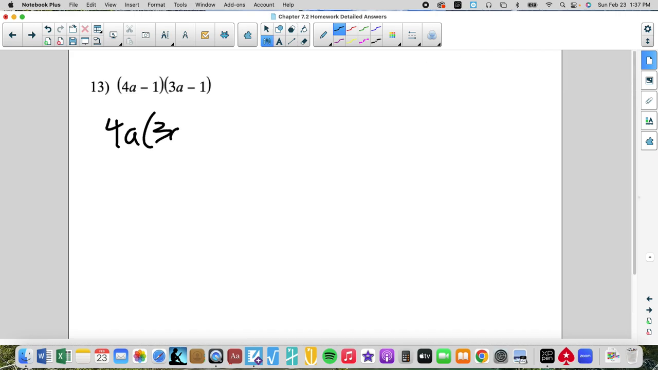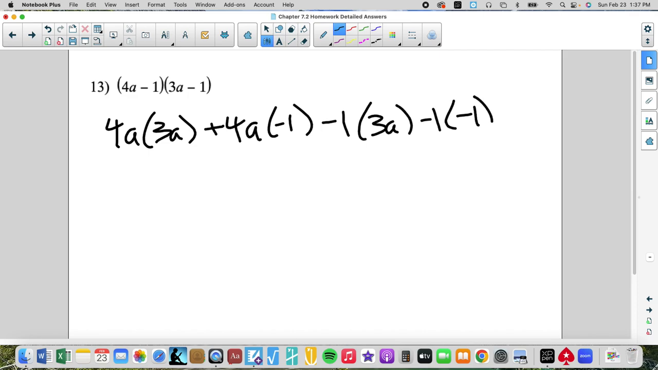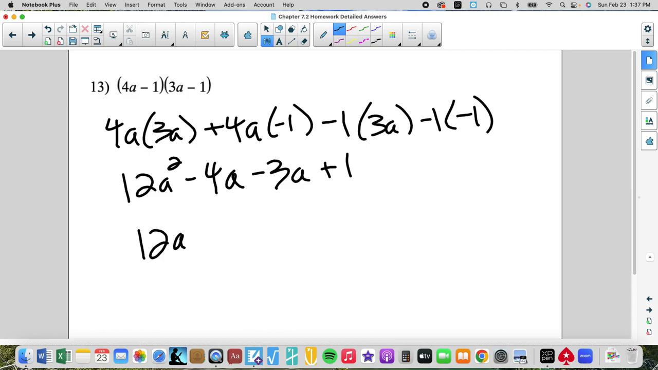4a times 3a plus 4a times negative 1 minus 1 times 3a minus 1 times negative 1. 4a times 3a is 12a squared. 4a times negative 1 is negative 4a. Negative 1 times 3a is negative 3a. Negative 1 times negative 1 is positive 1. 12a squared minus 7a plus 1. That's a good one.